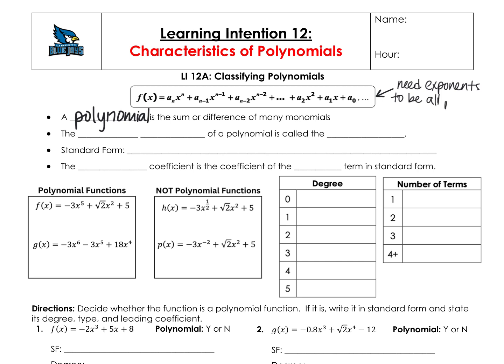All positive whole numbers. So if you see any negatives, or anything else that's weird, that would disqualify it from being a polynomial.